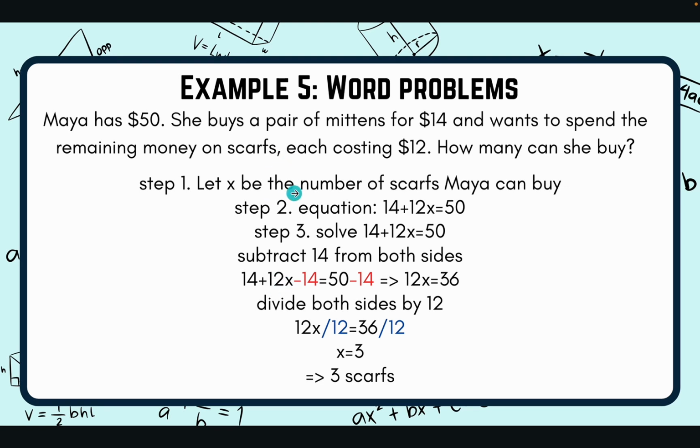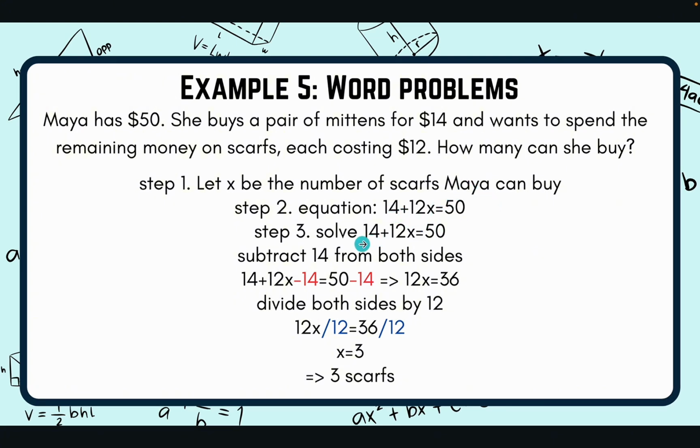And step 2, you need to set an equation. So she first buys a pair of mittens for $14. So she already used $14. So you put 14 here first, and then she wants to spend the remaining money on scarves. And that scarf costs $12 each. So it's 12x, since x is the number of scarves Maya can buy. And this is the amount of money she has, which is $50. And then you solve this equation.